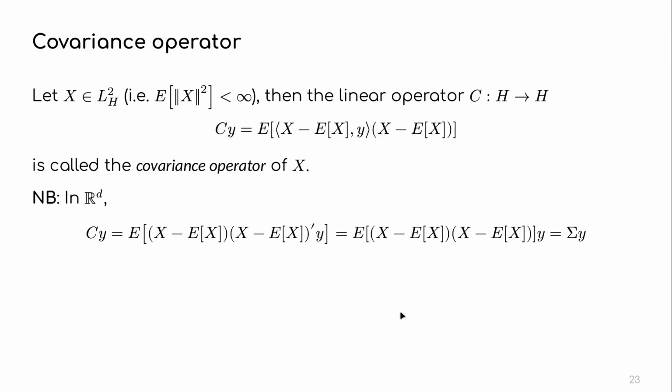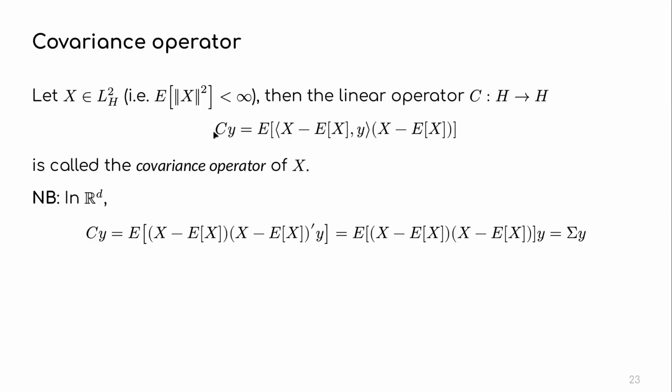Okay, that was okay. The covariance operator is a bit more tricky. Suppose now that I have x which has finite second moments, so the expectation of the norm squared of x is well defined. Then I don't have a matrix anymore, but I have a linear operator C from H to H, and it's defined as acting like this.